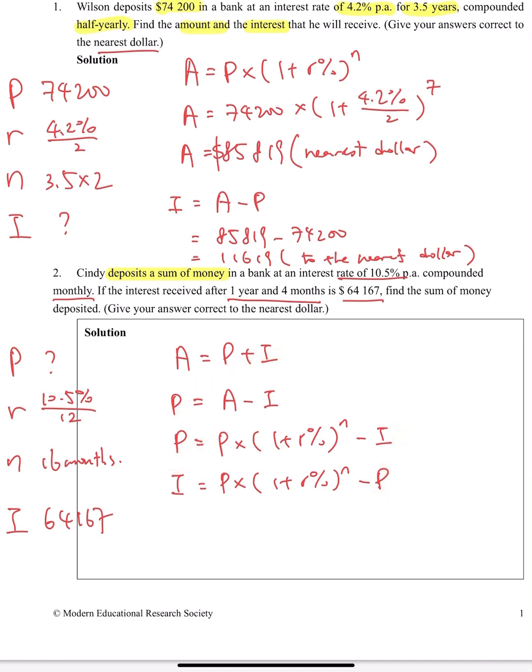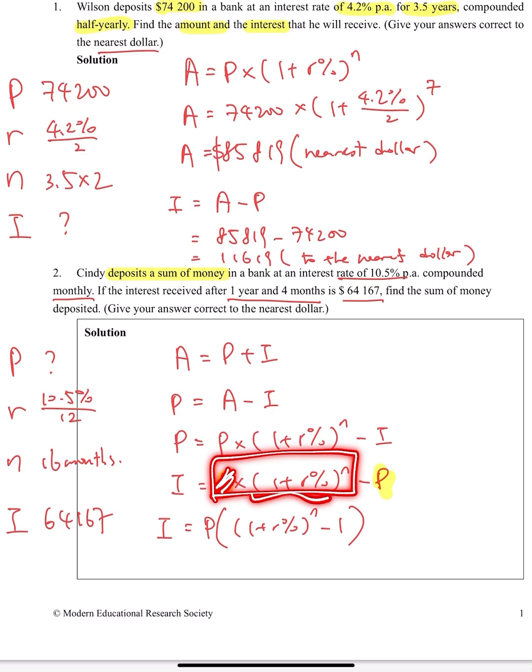So now we can take out the P as the common factor. So we have the interest is equal to P taking out, so we have (1 plus r%) to the power of n minus 1. Once again, in this part, we take out the P, so what we're left with is just (1 plus r%) to the power of n, and if we just have one P, when you take that out, it's just 1 left.